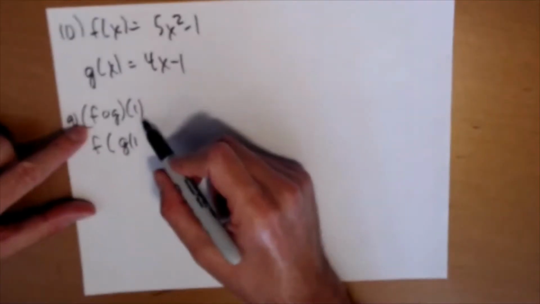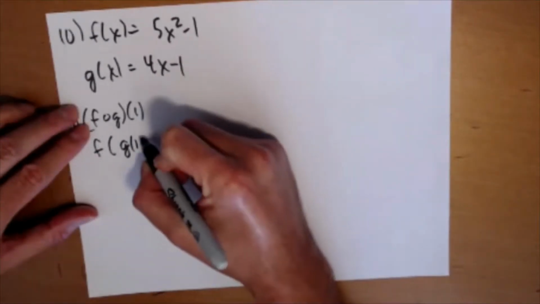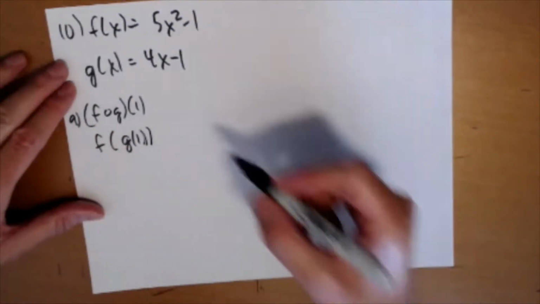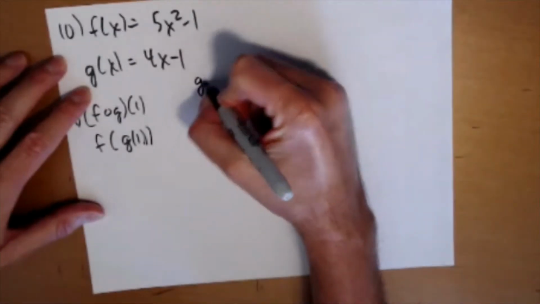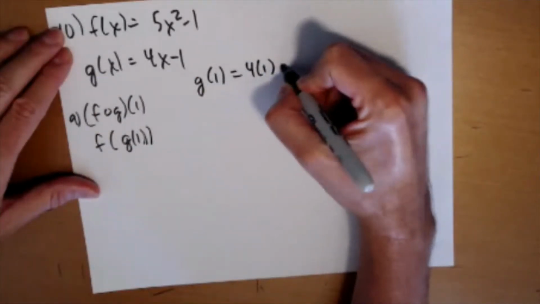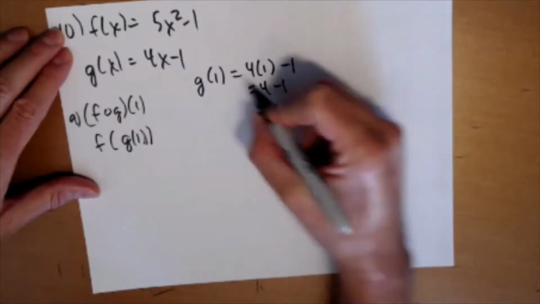We were right here. So f of g of 1, so let's write it as f of g of 1. And then g of 1, maybe you want to do g of 1 off to the side, right? g of 1, that's easy. Just plug 1 into this function. 4 times 1 minus 1. 4 minus 1, that's 3. So g of 1 is 3.